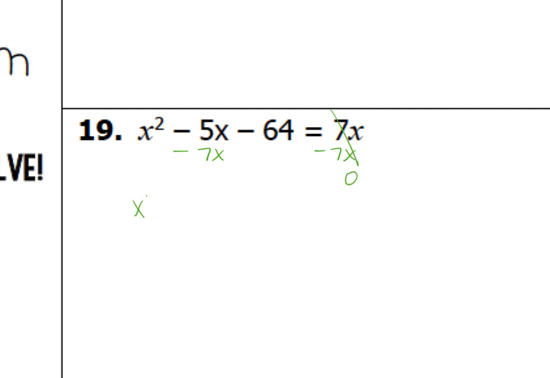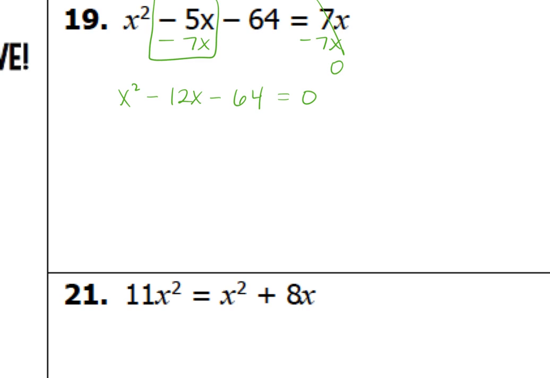So it's x squared. Negative 5x minus 7x is a negative 12x. And then minus 64 equals 0. Okay, so here's your new setup, and now you can do your star method. So what can you multiply to get a negative 64 that you can add to get a negative 12? I don't have a calculator with me right now. That's how my mental math is.